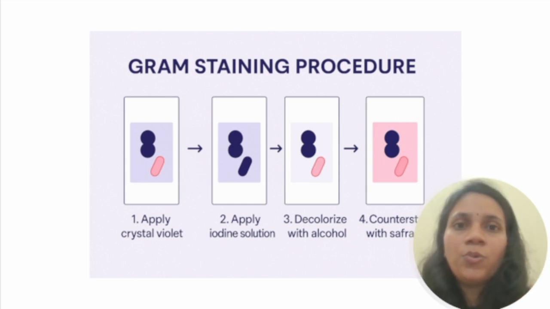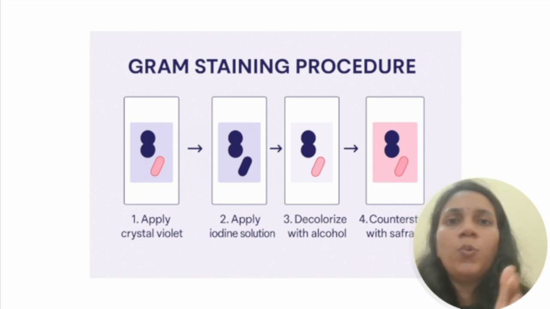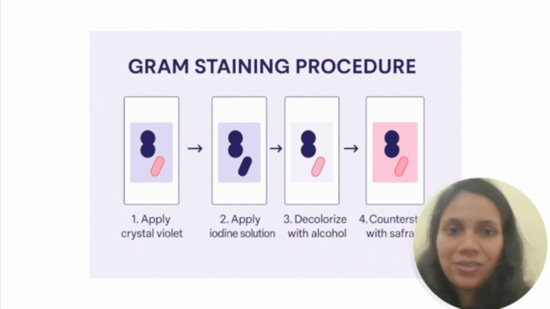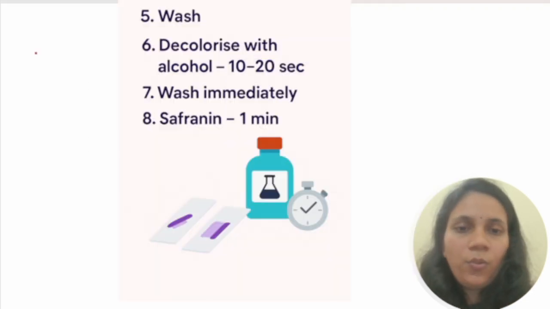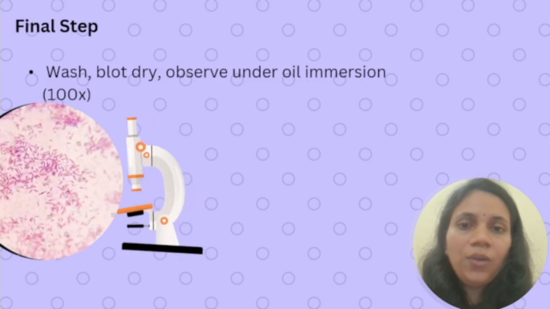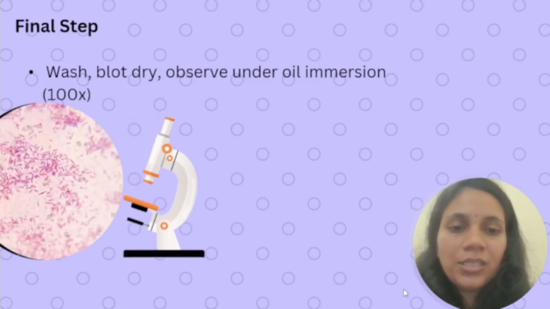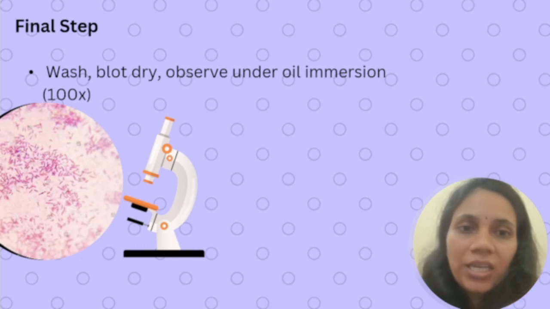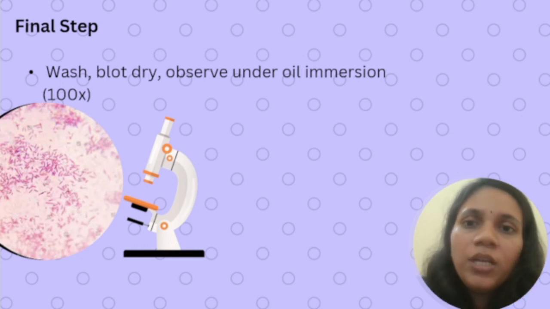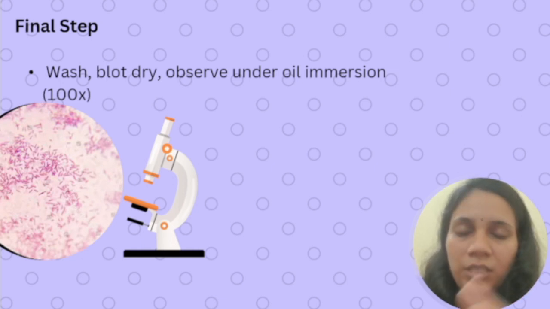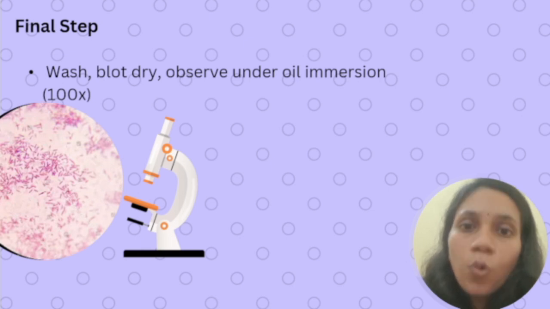So important thing you have to remember is the time duration. It is 1 minute. So decolorizer has to be kept for around 10 to 20 seconds. We have already discussed this. And what is the result? Once the 1 minute of safranin is done, we are going to again very carefully wash off the excess of safranin, then blow dry it and observe it under oil immersion microscope.